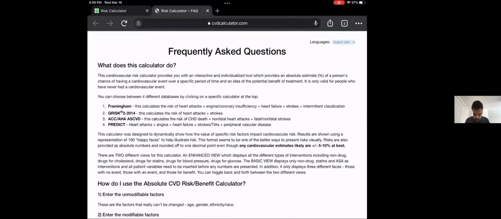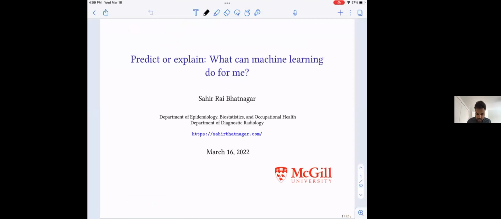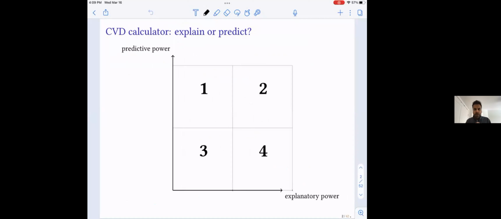Based on that, maybe my first question to you is about this graph. It's a very simple one. On the x-axis, I have explanatory power, and on the y-axis, I have predictive power. You don't have to answer me right now; maybe your opinion will change throughout the talk. But I want you to think about it a little throughout the talk. I've split this graph into 4 quadrants, and if you were to place this CVD risk calculator that I just showed you in one of these 4 quadrants, where do you think it should land?